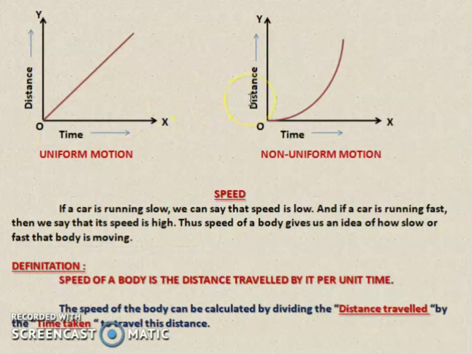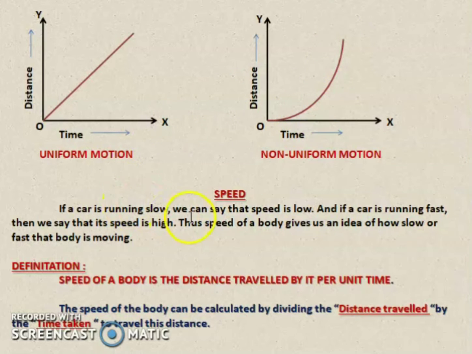So this is the graph for non-uniform motion. Here also the time is plotted along the x-axis. The distance is plotted along the y-axis. So the nature of the graph for non-uniform motion is a curved line.